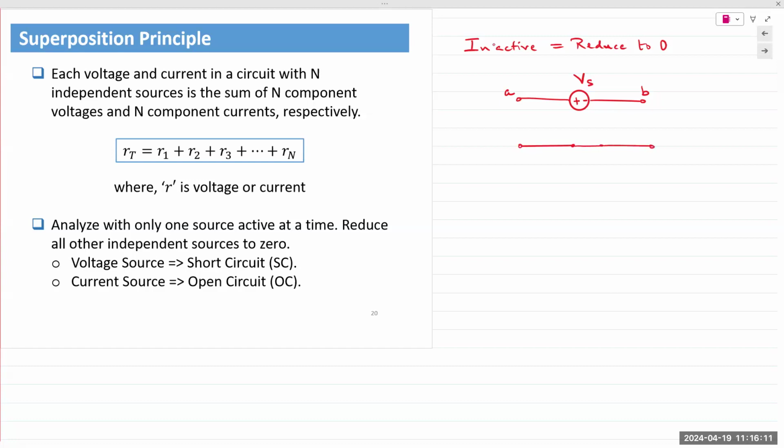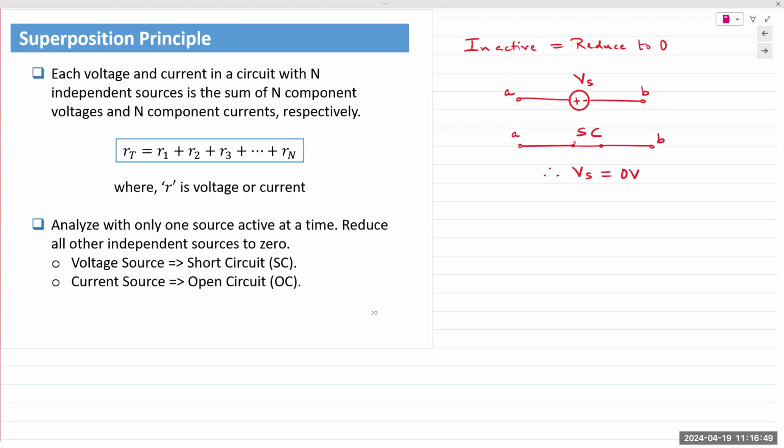And we place a wire in its place. That wire is technically known as a short circuit. Short circuit simply means a wire. That's all it means. And therefore, Vs now has a value of 0 volts. So making a source inactive means reducing its value to 0. Reducing a source to 0 for a voltage source would mean replacing it with a wire.